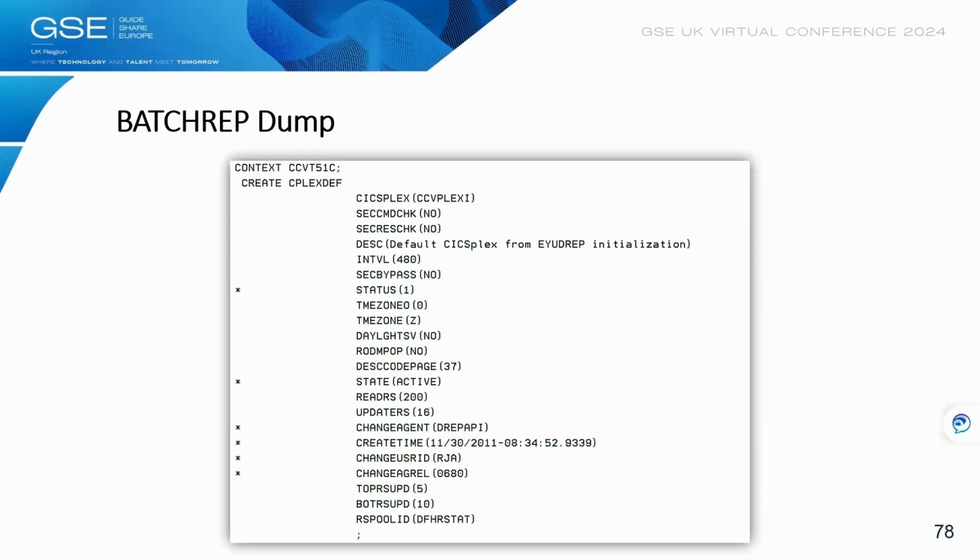Not only that, but if you had an output data set, it would dump the CICSPlex definition as I just did. Now, why would you want to dump a CICSPlex definition? Maybe you want to back up the data repository. So this was quite a nice way to back up the data repository. Anything that was set dynamically, like the change agent and create time, it would still dump it, but what it would do is put an asterisk in front of it, because you can then use this as input to create a new EYUDREP.